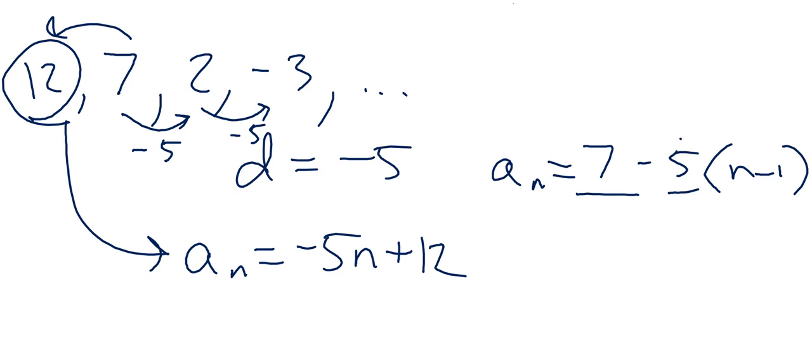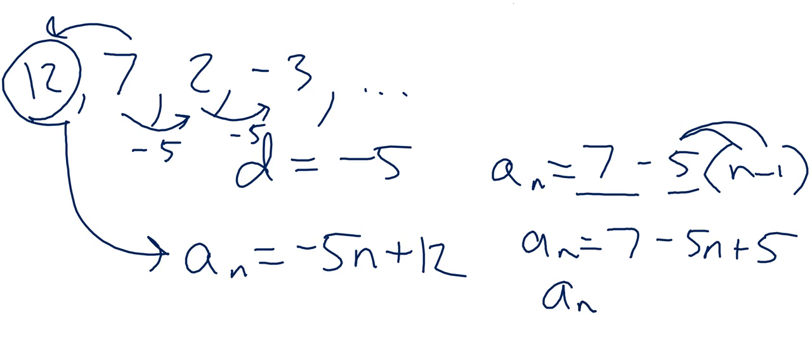Let's see if it works over here. I distribute, negative 5n plus 5, plus 7, a sub n. Well, you look at that. It does work. You find the one before the sequence starts.